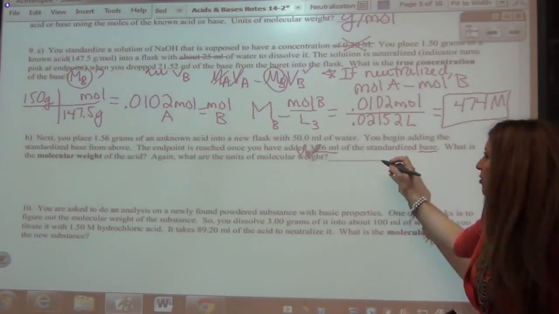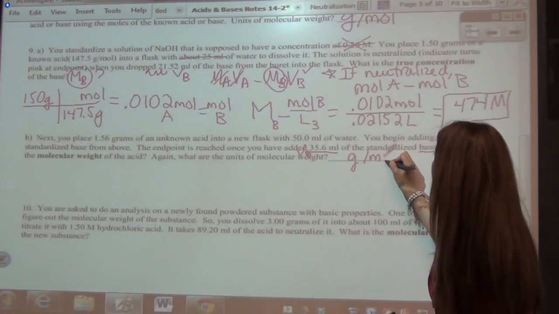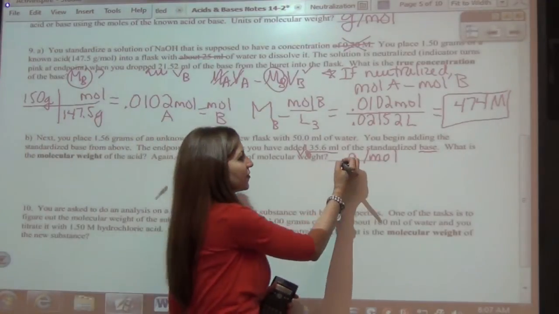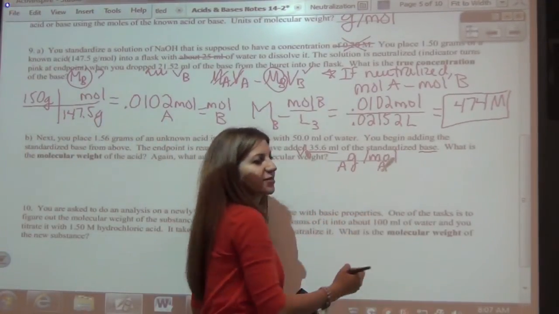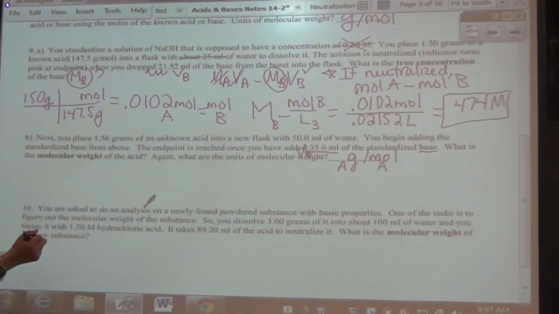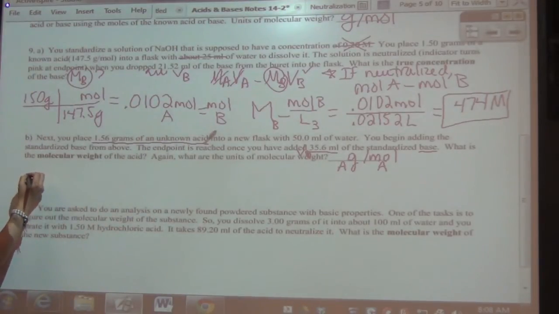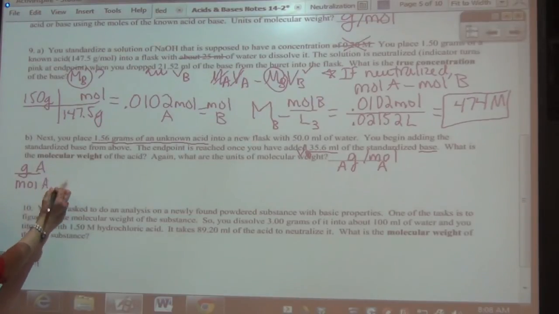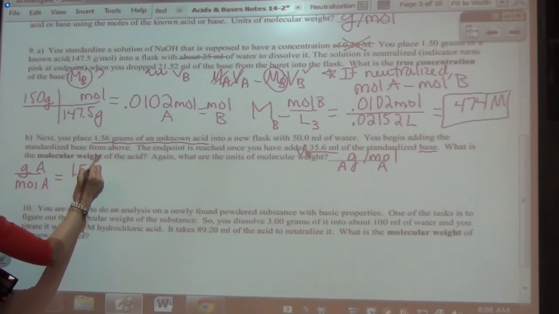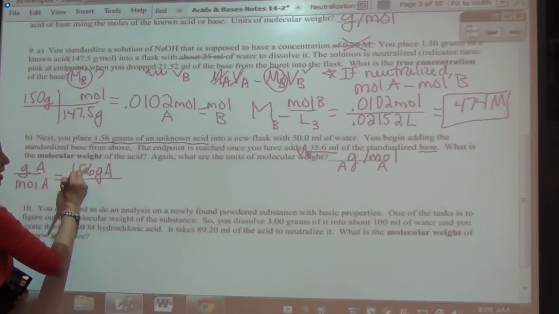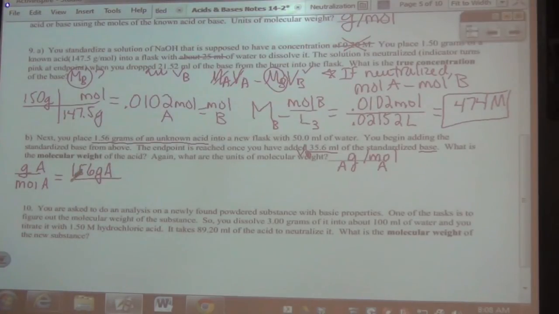What is the molecular weight of the acid? Again, what are the units of molecular weight? Grams per mole. So I'm looking for the grams of the acid and the moles of the acid. Do you know the grams of the acid? Yeah. What is it? 1.56. Right there, it says of an unknown acid. So I have the 1.56 grams of my acid. Now I need to figure out the moles of my acid.